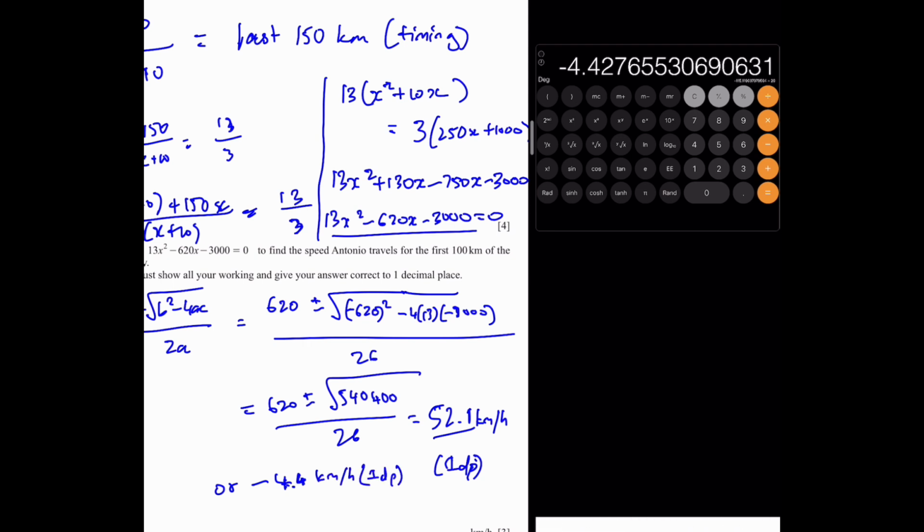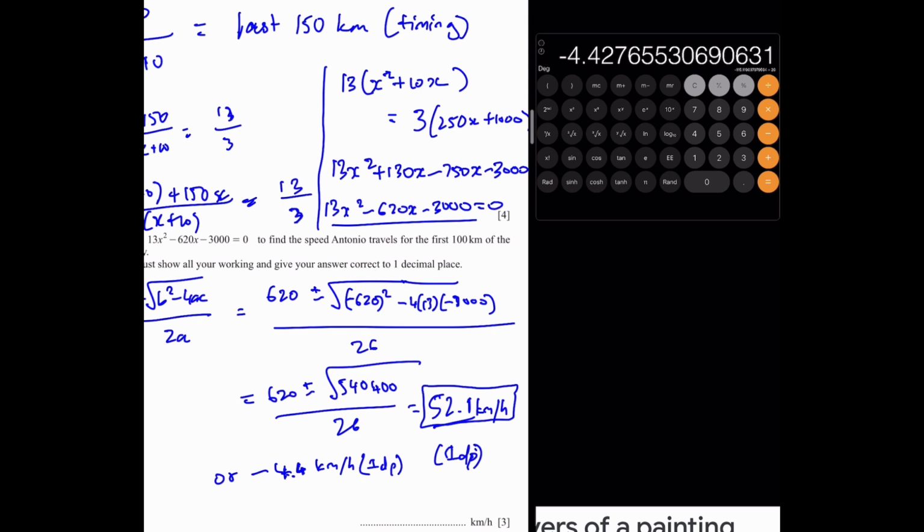Well, we know that speed has to be positive. Therefore, the speed Antonio travels for the first 100 kilometers is just x, and that is the positive value, 52.1 kilometers per hour. This value is rejected because it is negative. So 52.1 is our answer to 1 decimal place.